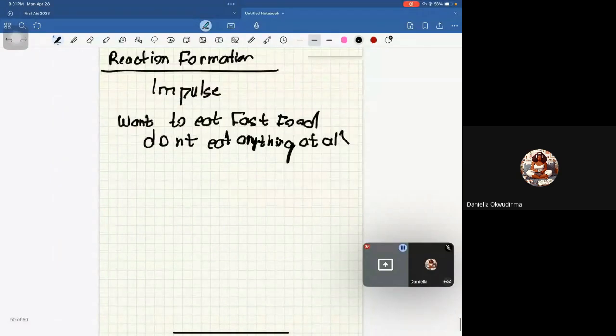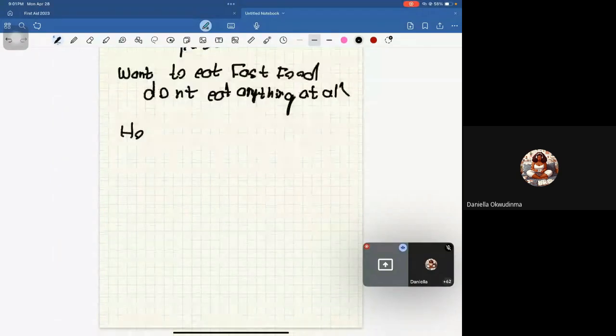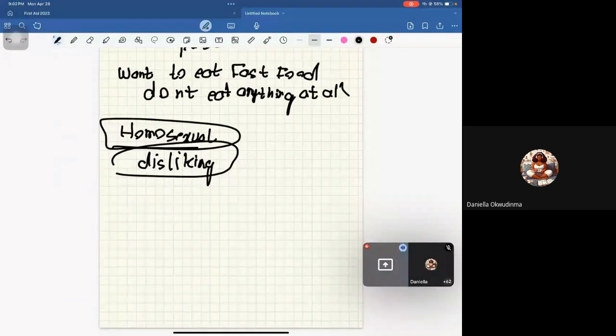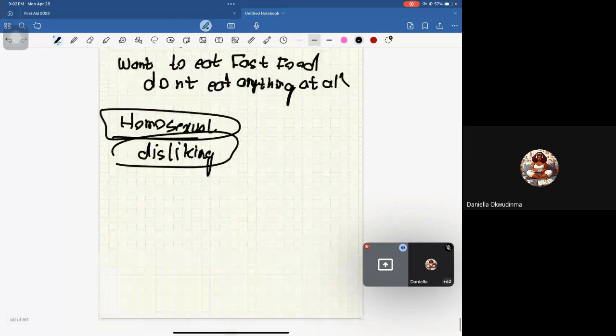Or you are a person who is homosexual. Now you start disliking every homosexual person, but in reality, you like homosexual people. Since this person is going through reaction formation, he starts disliking all of those homosexual people. So this is reaction formation.